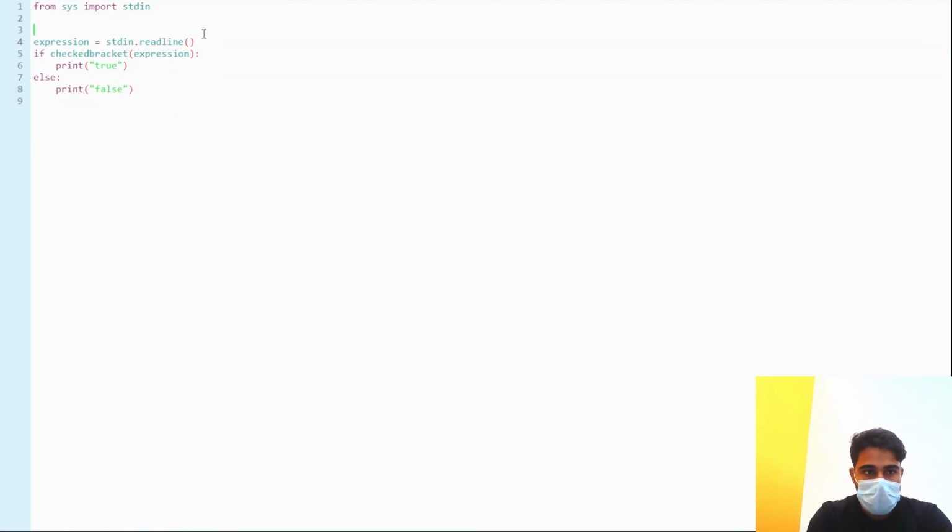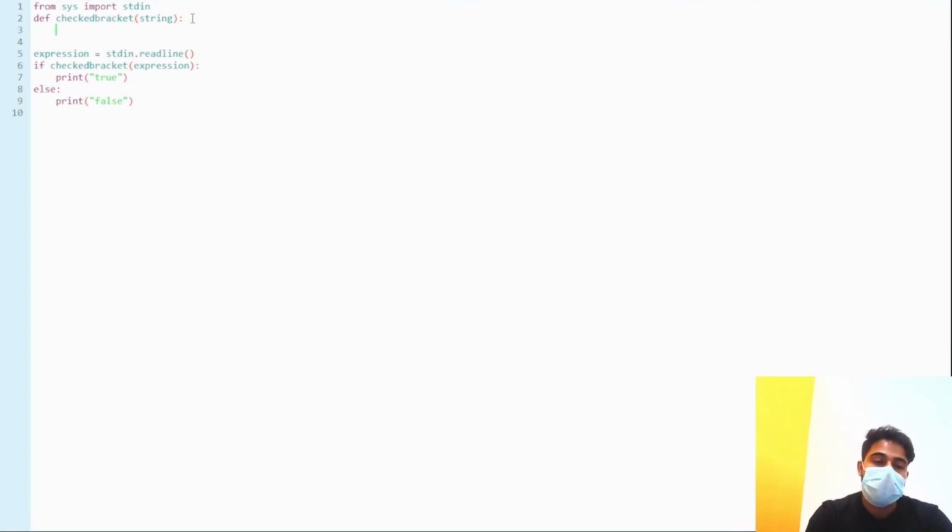Okay. So the first thing is creating this function, def check_bracket, taking this expression. Okay. I'm writing its name as x string. Okay. So what will be your first thing? First thing is creating the stack, a list which behaves as a stack.